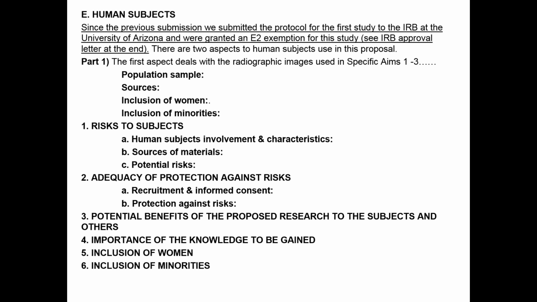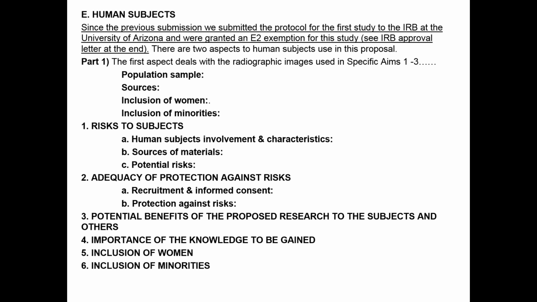It's section E, and so I give a brief overview. This was a revision, so, since we first submitted this, this is what happened. We got an E2 exemption in this one, and so I underlined. This was again a revision. We submitted again, and so I use underlining to say what's changed in this proposal. And then there were two aspects to this proposal. The first aspect was that we were using these de-identified data sets. But then the second aspect was, oh, we had human observers, radiologists reading these images, and then I had to go through and explain all this information.